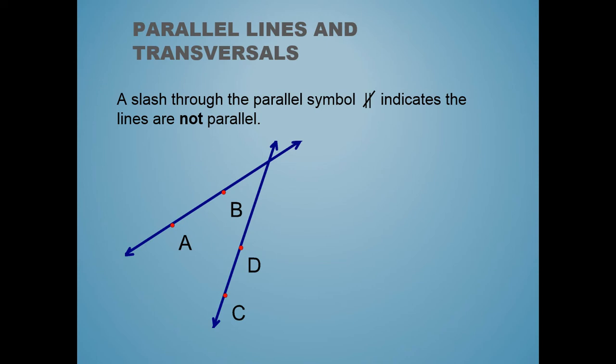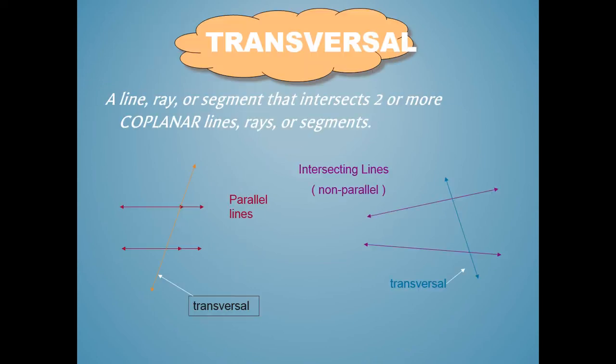If our lines are going to intersect and they are not parallel, we use the same type of symbol but we put a slash through it. So in this case, line AB is not parallel to line CD. Alright, now we've got parallel lines and we've got non-parallel lines.